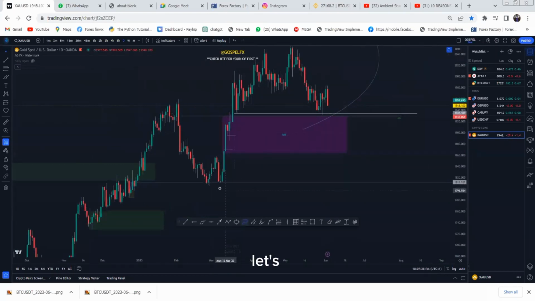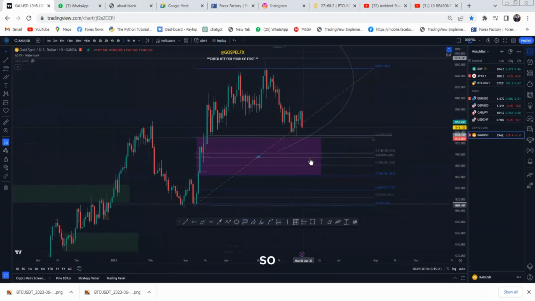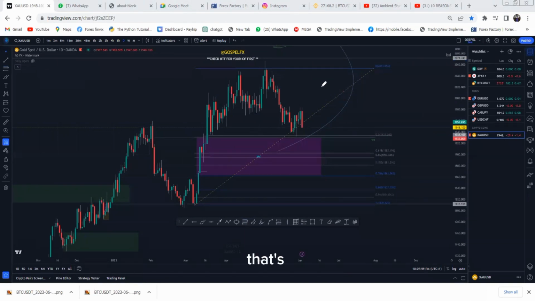Let's draw our Fibonacci from this bottom right up to that. Around this zone we have a good optimal trade entry. So we want to see price play around this area, and then we expand heavily to the upside to clear all this buy side liquidity. Remember, that's how the market books: from internal range to external range. After price clears this trend line liquidity here, we're going to have a huge expansion back to the upside, and it might look something like this.